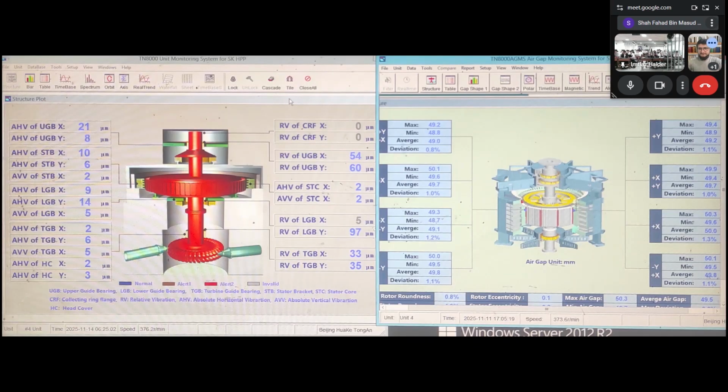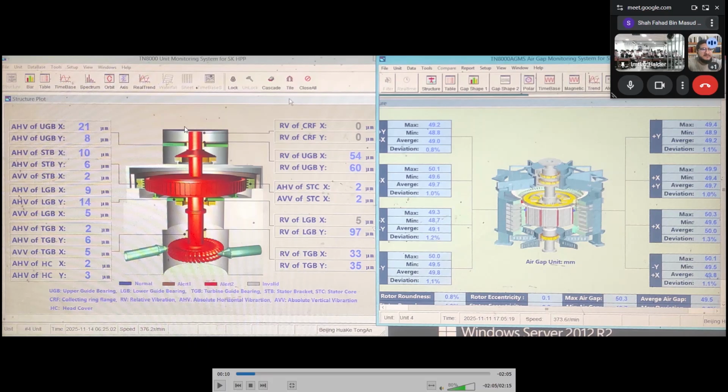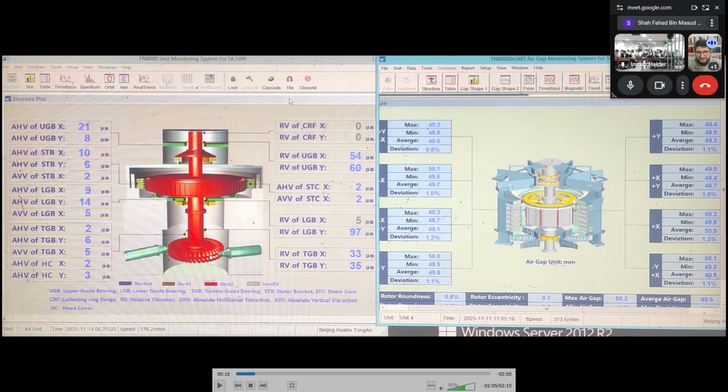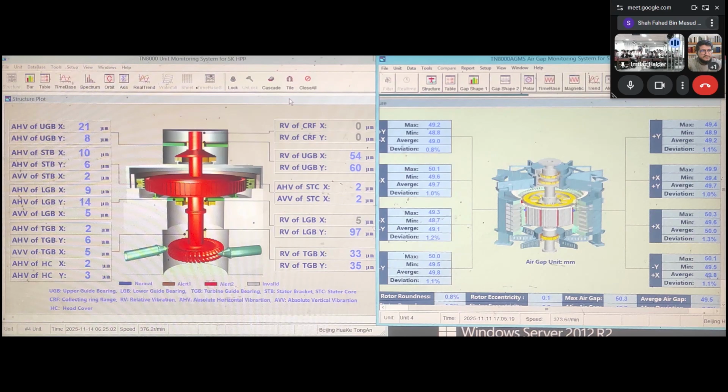Okay, now beta, this is a combination of the turbine and a generator. Can you see my circle? Can you see my mouse cursor? Students, can you see my mouse cursor? Yes sir, it is visible.